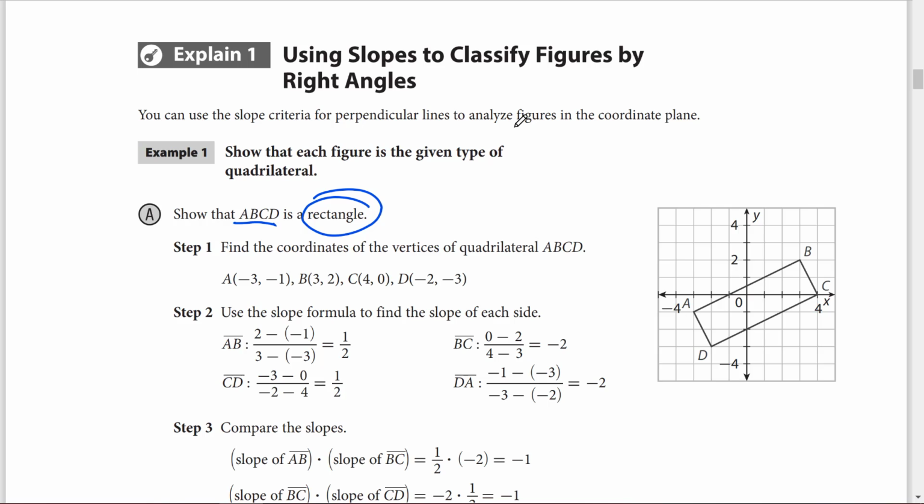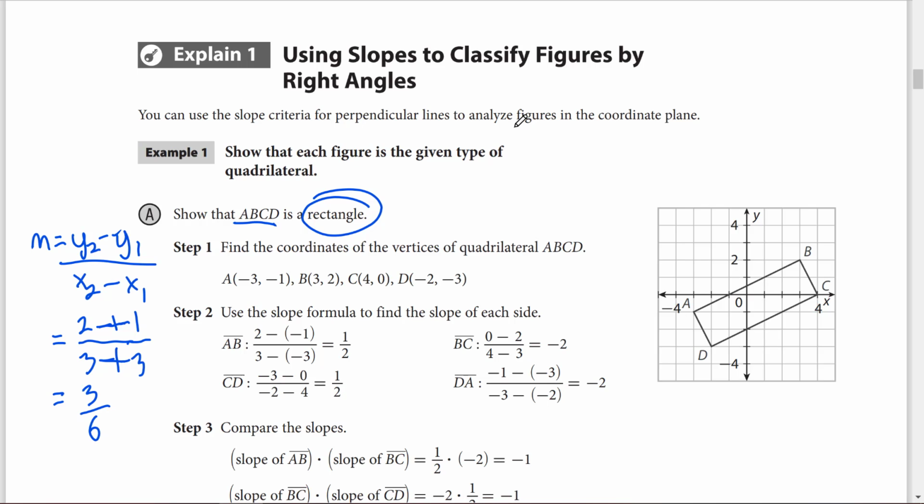For example, for AB, remember our slope formula is y2 minus y1 over x2 minus x1. So if I want to plug in, B has the coordinates 3, 2, so that's my x and y, minus, minus. A has the coordinates -3 for x and -1 for y. And I would simplify those. So that becomes plus, plus. I'm looking at 2 plus 1 is 3, 3 plus 3 is 6. 3 over 6 is 1/2.